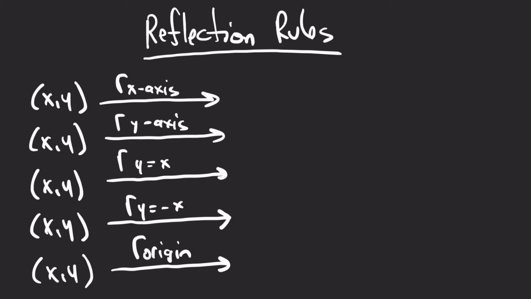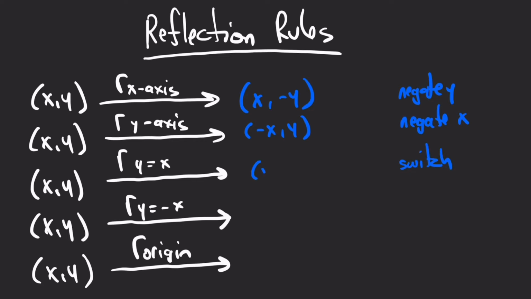So for reflecting in the x-axis, I like to remember the saying, negate the y. So if you can remember that, this becomes x, negative y. Reflecting in the y-axis, I remember the phrase negate x. So xy reflecting in the y-axis becomes negative x, positive y. Reflecting in the line y equals x, since those two are equal, that is switch. So xy becomes yx.